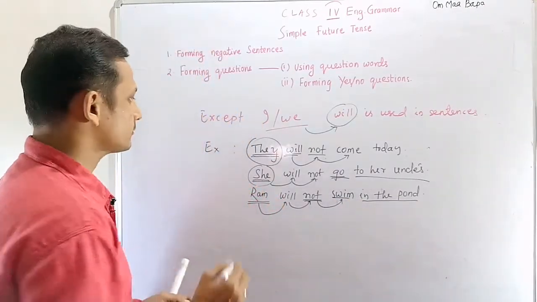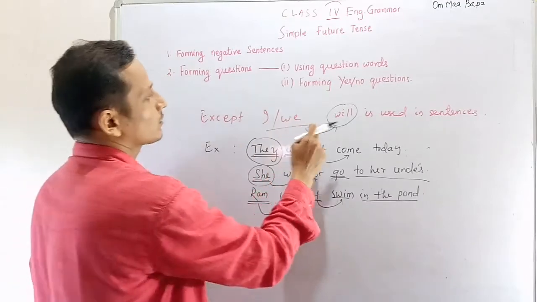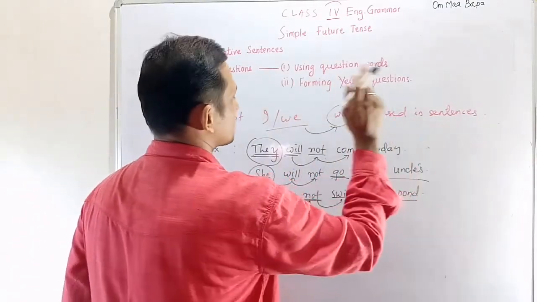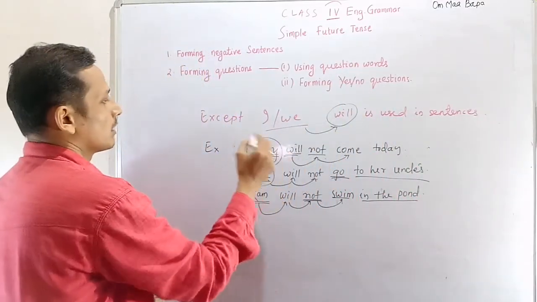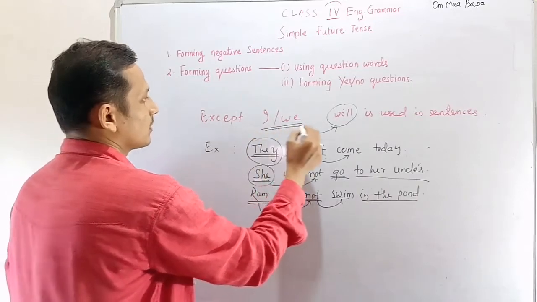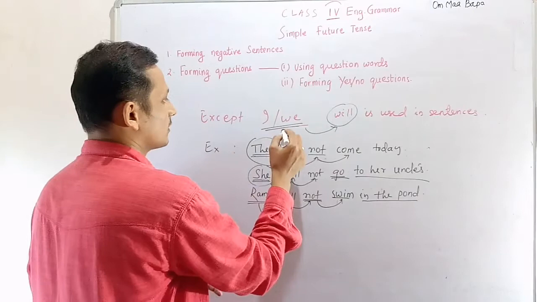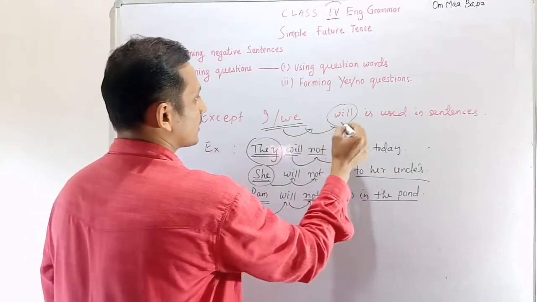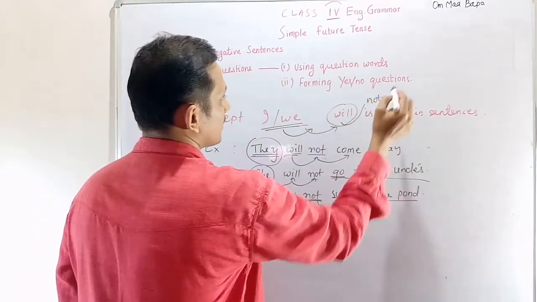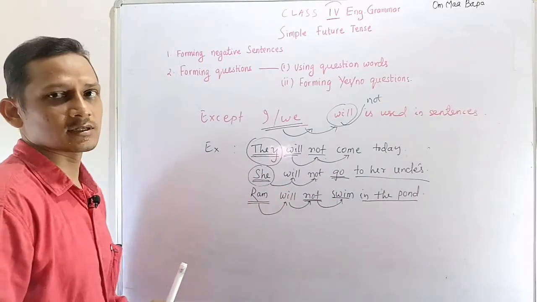Okay, except I or we, will is used in this sentence. When we are going to form the negative sentence, except I and we, we must use will, then not, then the rest of the sentence.